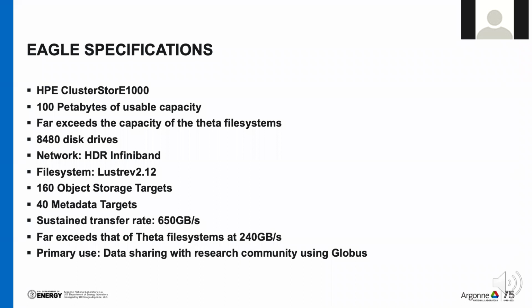As you already might know, ALCF deployed 200 petabyte file systems with identical specifications, Eagle and Grand, that were made available to users on Jan 1st. Both these systems are Cluster Stor E1000s, and they provide significantly more storage space than the Theta file system does. Although both these storage systems are similar, the intended use of Eagle is notably different from Grand in that it will be used primarily for data sharing with the research community using GLOBUS.